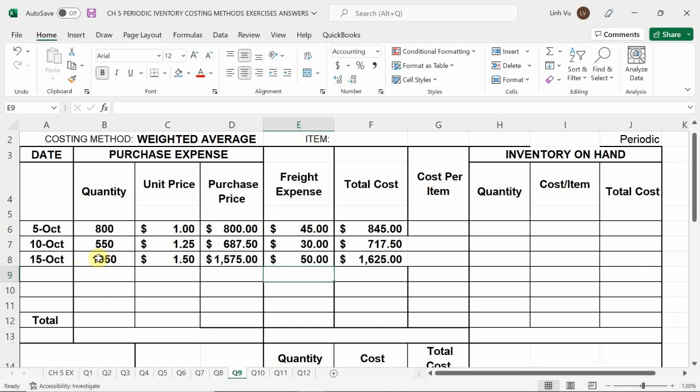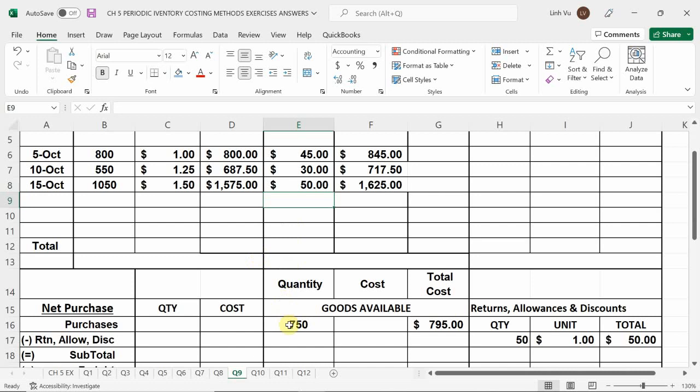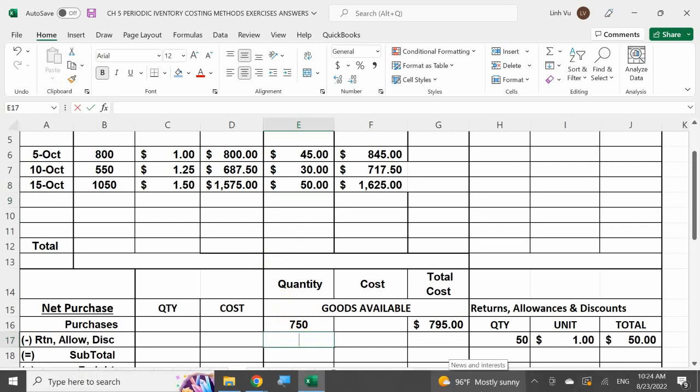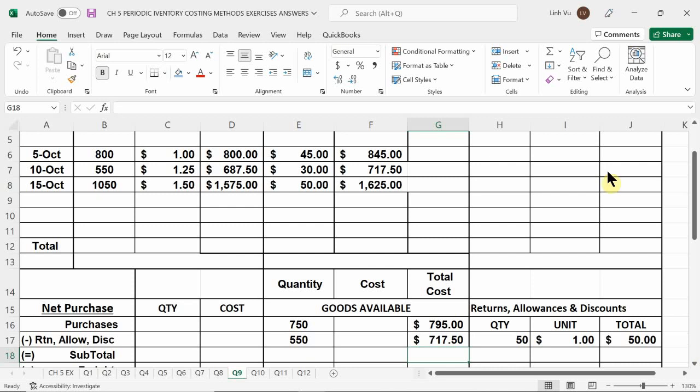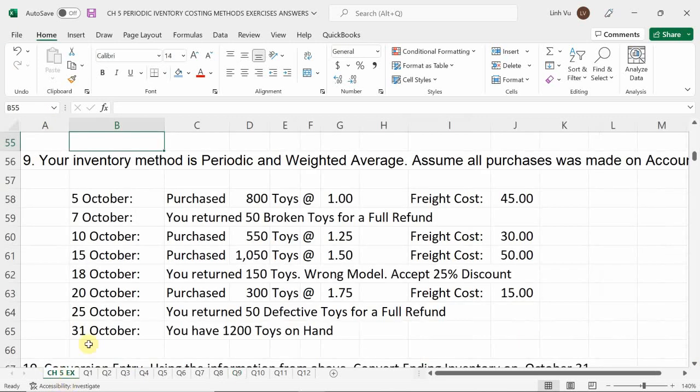Okay. So now that I got my third batch of inventory, right? That means my assumption is that whatever happened on October 10, every single item there was fine. So in this case, I can carry that into my cost of goods or goods available. Okay, for that 717.50. Okay. See what happened next.